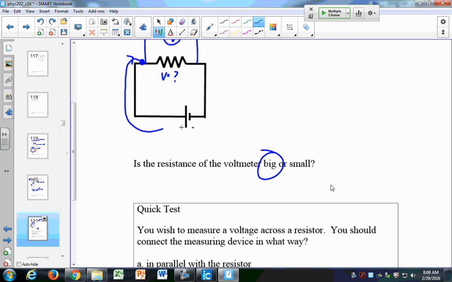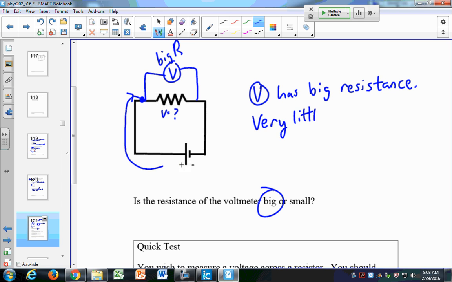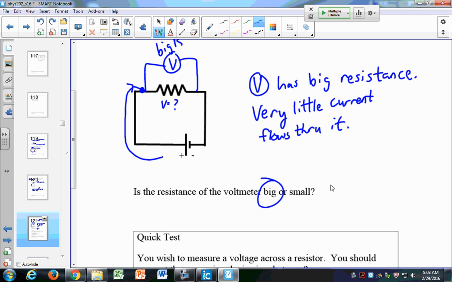All right, so the voltmeter has a big resistance. Very little current flows through it, because that resistance is so big.